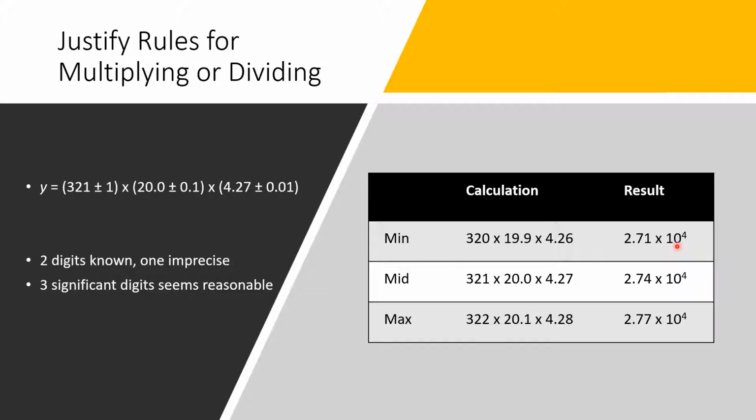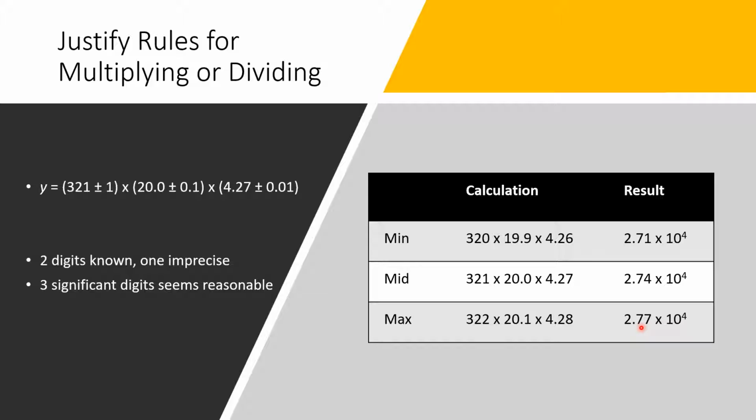In other words, if all the values were at the bottom, we're at essentially the midpoint minus the confidence interval. Then we're going to use the midpoint. We end up with 2.74 times 10 to the 4th. And then you can see in this instance we're at 322, which would be like 321 plus 1, and in each case we're adding the confidence interval on, presuming that we're at the high end. So you see the result here. We end up with 2.71 times 10 to the 4th, 2.74 times 10 to the 4th, 2.77 times 10 to the 4th.